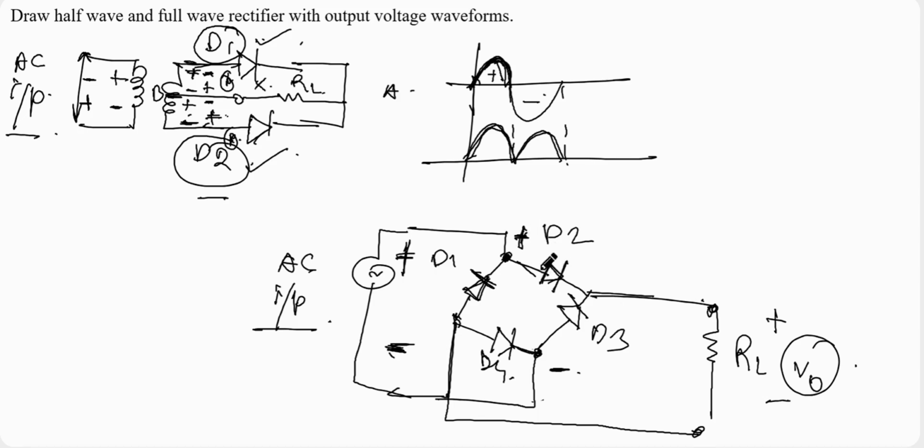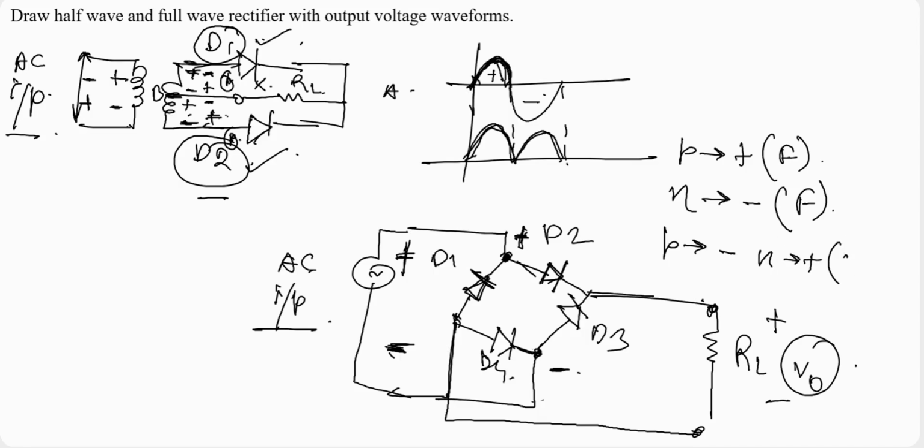As I have said, if the P terminal is connected to the positive side, it will be forward biased. And if the N terminal is connected to the negative side, it will be forward biased. If P is connected to negative or N is connected to positive, it will be reverse biased. So here, the N terminal of diode 1 is connected to the positive pole and the P terminal of this diode is connected to the positive pole. So this diode will be forward biased and this diode will be reverse biased.